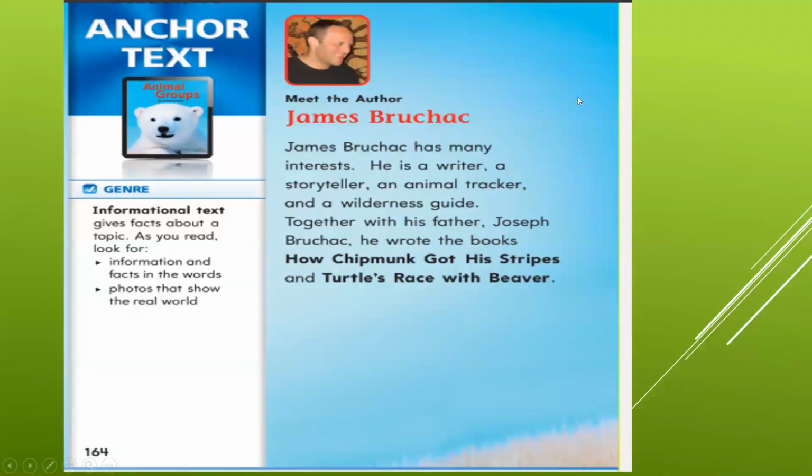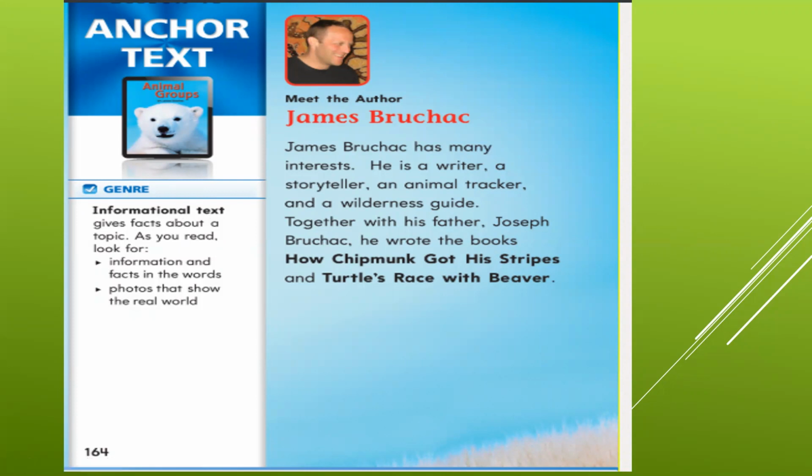So the author of the story is called James Buchanan. Okay, and the genre of the story is informational text, gives the facts and information about the topic. As we read, the title of the story is Animal Groups.